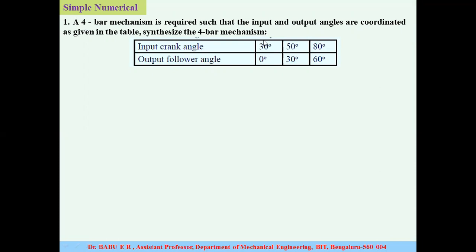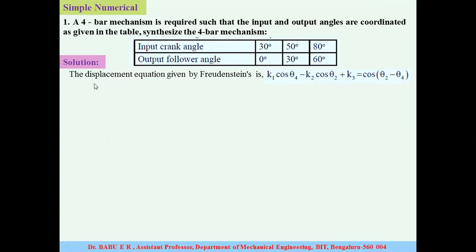Synthesize the 4-bar mechanism. The input crank angle is given as 30 degree, 50 degree, 80 degree. The output follower angle is given as 0 degree, 30 degree and 60 degree. So we have to synthesize the 4-bar mechanism. The input angles at 3 positions and the output angles for 3 positions are given in the problem. So let us solve this problem.